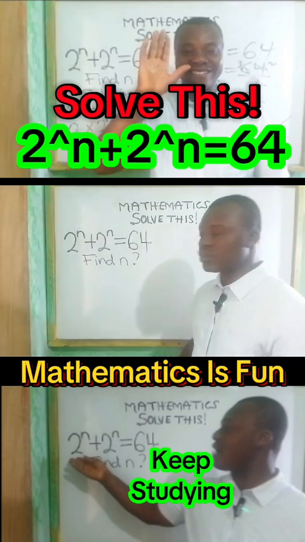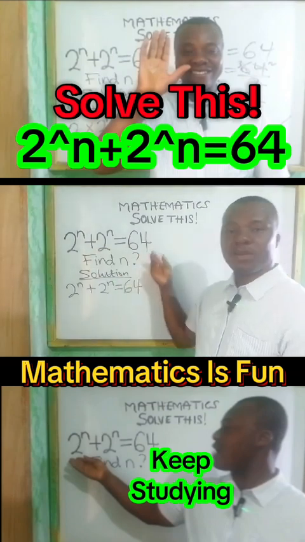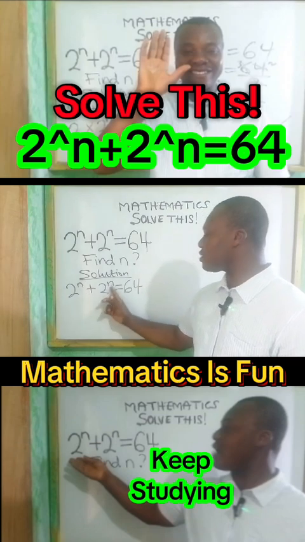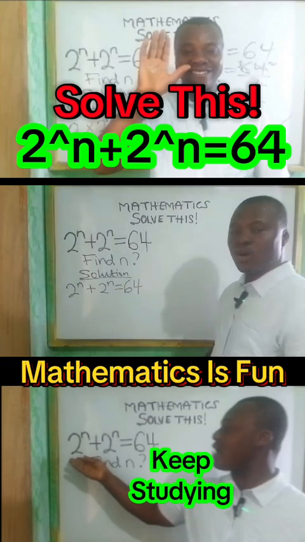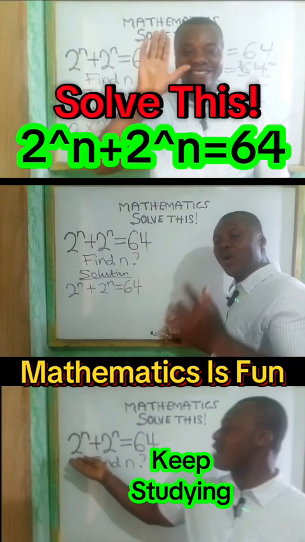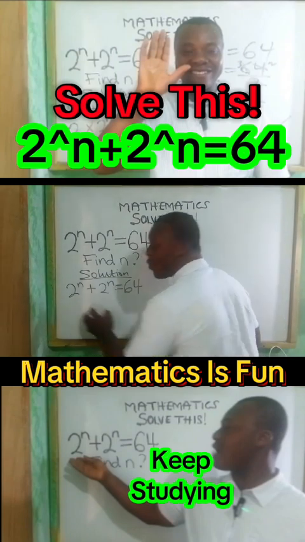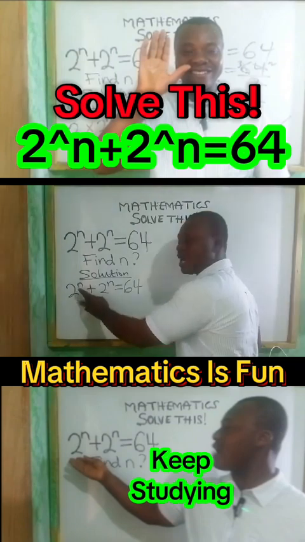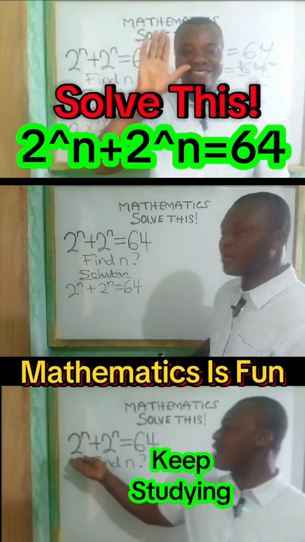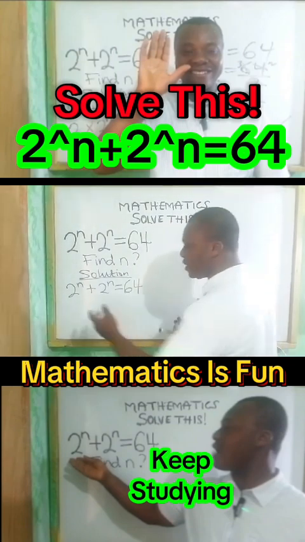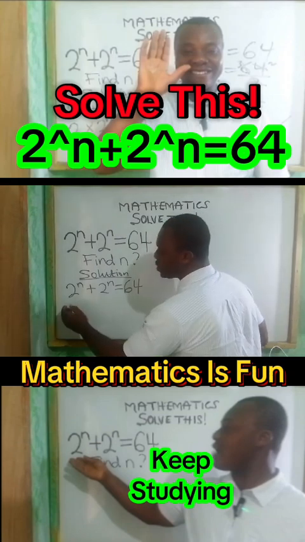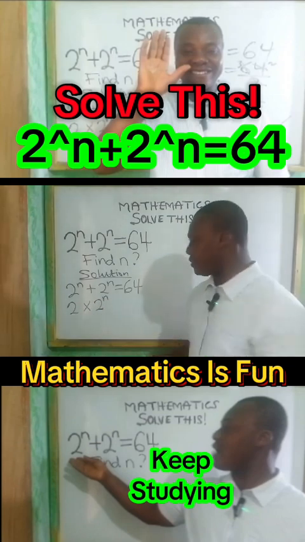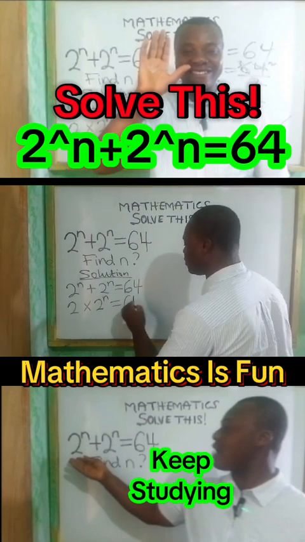So let's look at our solution. We drop the same original equation: 2 raised to the power n plus 2 raised to the power n equal to 64. So what do we do now? We collect what we call like terms. We see we have 2 raised to the power n plus 2 raised to the power n. So how many times does it appear? We have 1, 2. We are going to have 2 times 2^n. It means it appears 2 times, equal to 64.